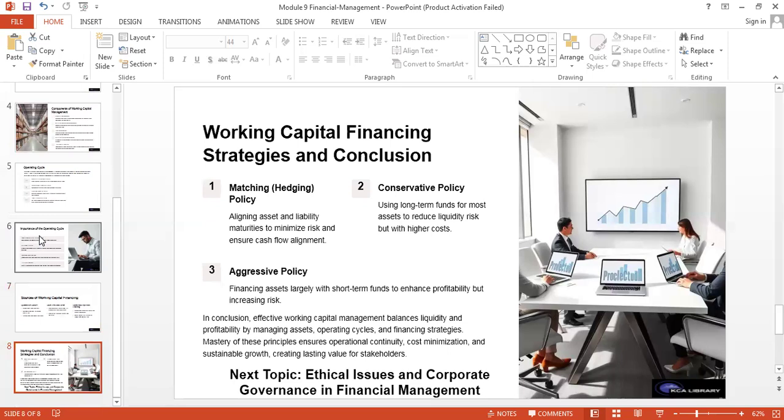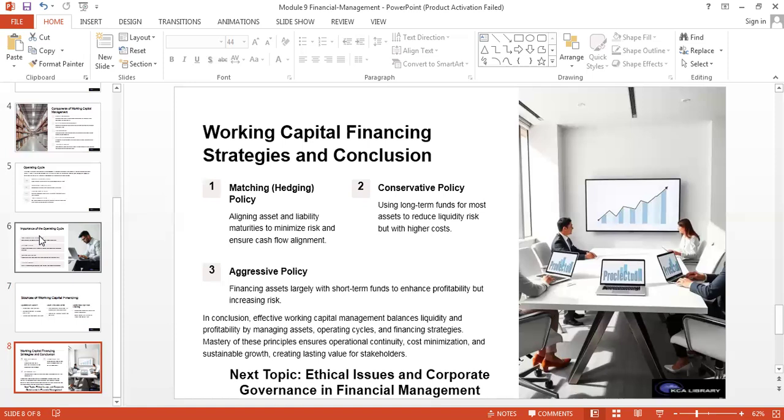What are the strategies available in working capital financing? One is the matching or hedging policy. We have the conservative policy, and we have the aggressive policy. Matching policy is aligning asset and liability maturity to minimize risk and ensure cash flow alignment. The conservative policy is using long-term funds for most assets to reduce liquidity risk, but with higher cost. And lastly, the aggressive policy is financing assets largely with short-term funds to increase profitability, but increasing risk.